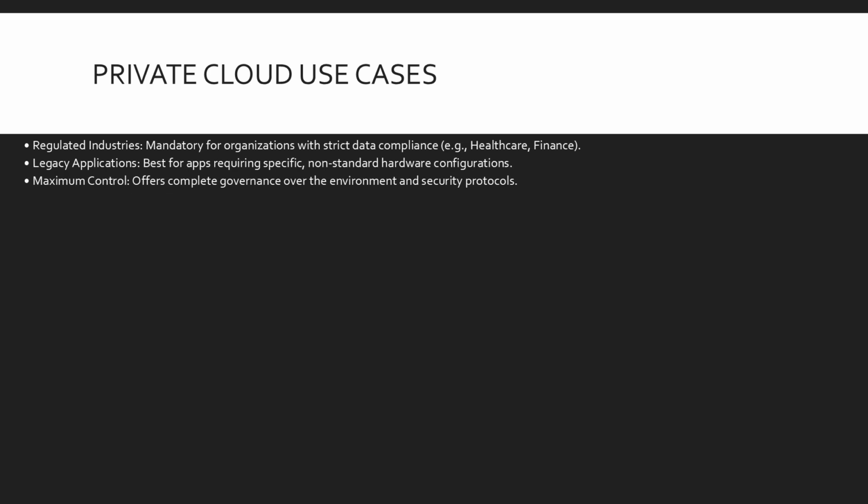In contrast, the private cloud is the appropriate use case when control is paramount. This model consists of computing resources used exclusively by one business. It is often required for regulated industries like healthcare or finance, where strict compliance mandates dictate exactly where and how data is stored. Furthermore, if you have legacy applications that require specific hardware configurations or older operating systems that public providers don't support, the private cloud allows you to customize the environment to those exact specifications. You retain full responsibility, but gain total control.